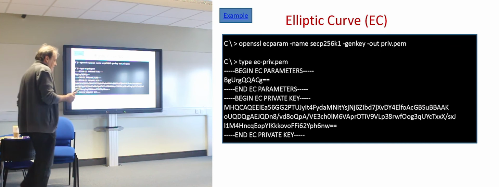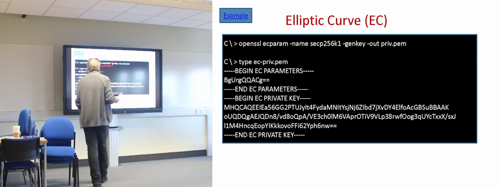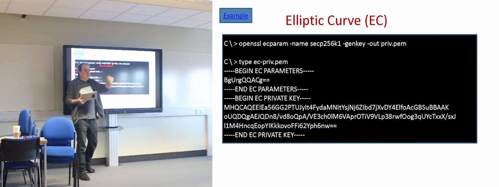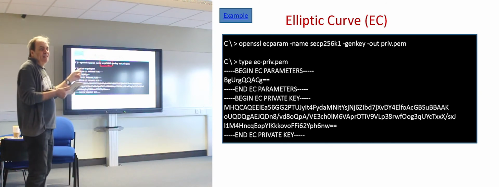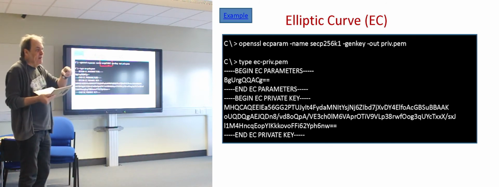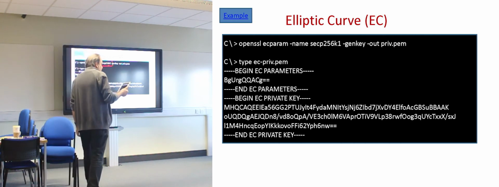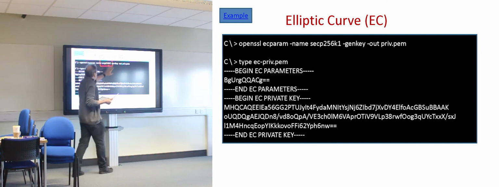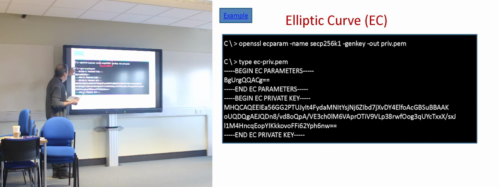So in this case, we're using this secp256k1 key. Okay, so that's our elliptic curve that we looked at before. This is the Bitcoin one. So if you wanted to generate a Bitcoin address, this is the curve that you'd be using. So then generate key, and then I'm going to put the private key into this file here.